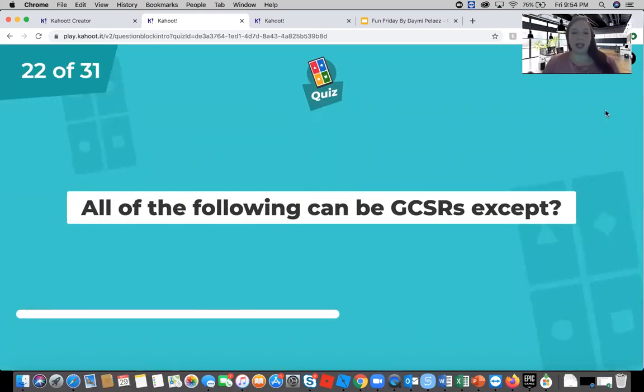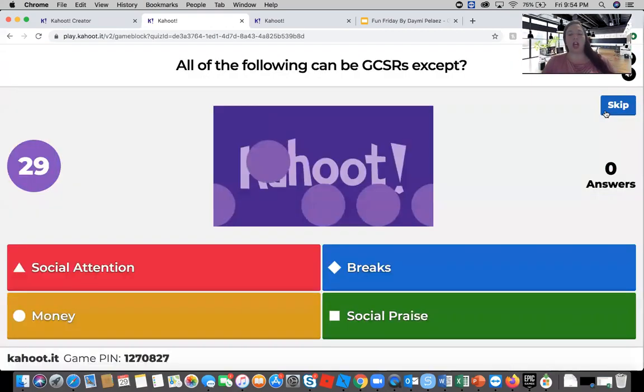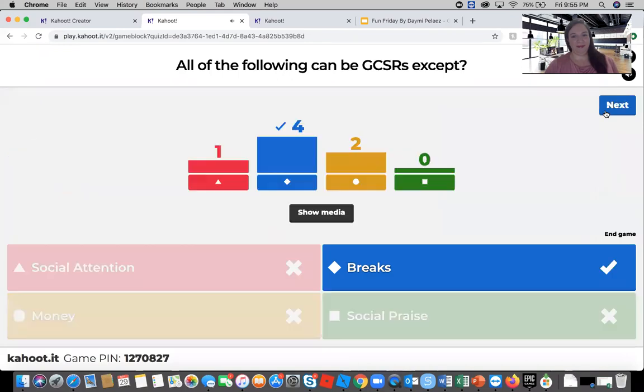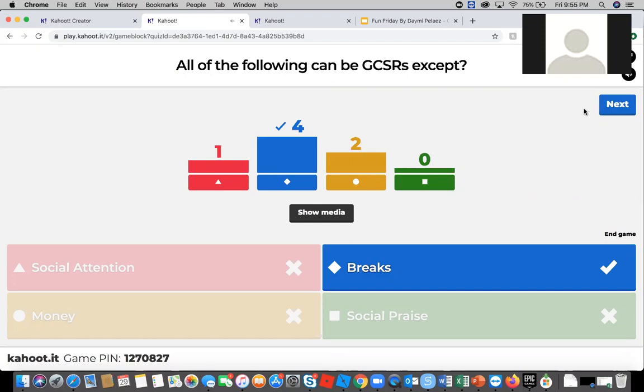All of the following can be GCSRs, except, what is a GCSR? Come on, guys, think. Good. What is a GCSR? What does that stand for? The generalized conditioned reinforcer. Very good.